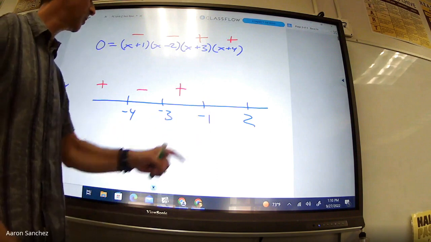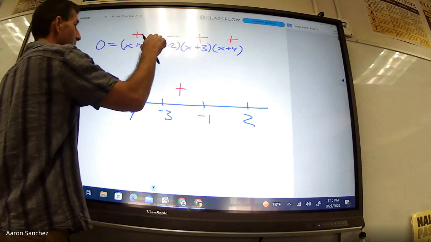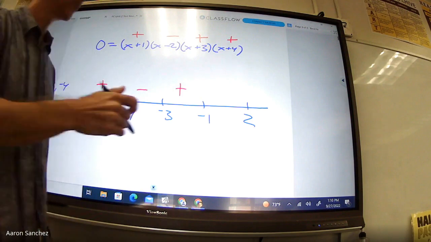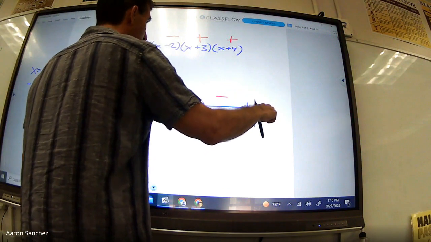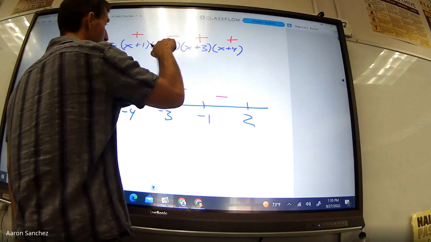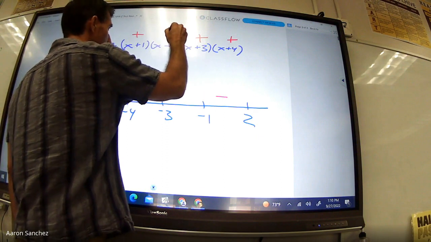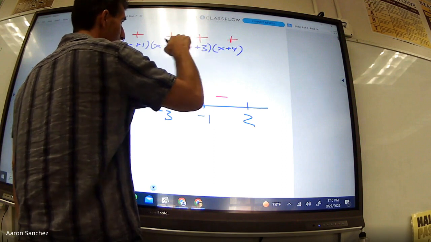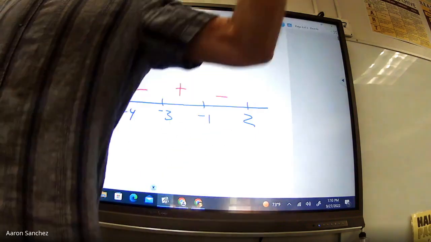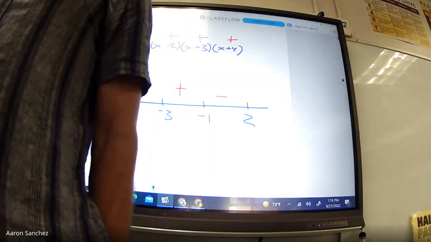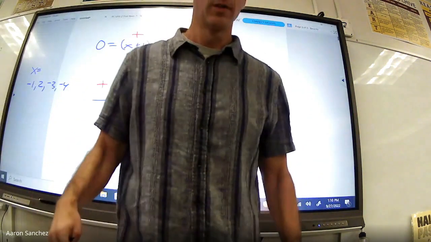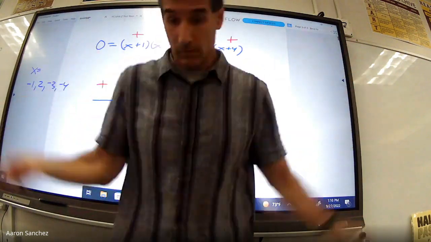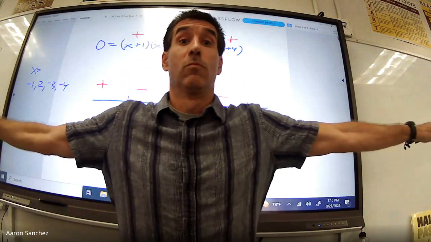Positive. 0. 0 plus 1, positive, negative. 1 negative, negative. Negative. 3. 3 plus 1 is 4. 3 minus 2 is +1, which is positive. 3 plus 3 is 6, which is positive. Positive, positive, positives. No negatives is positive.